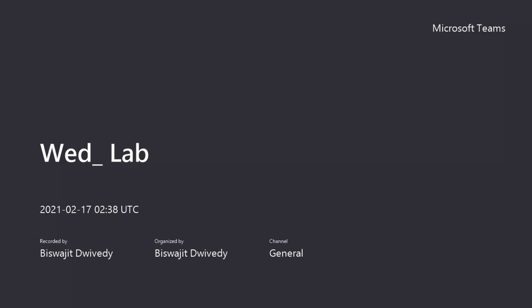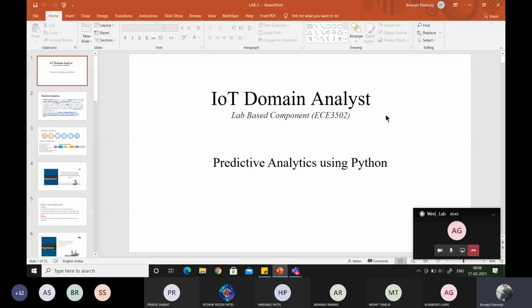We have discussed EDA, which is exploratory data analysis, and today we will be discussing predictive analytics using Python. Whenever we are going for predictive analysis, before that we have to go for EDA. I will show you some of the steps involved in predictive analysis. In that you will find that before going for prediction we have to go for EDA.